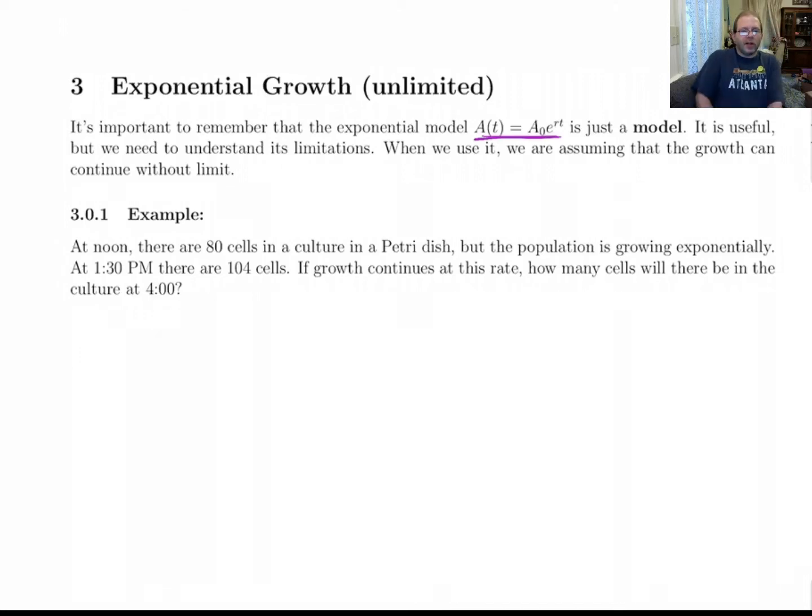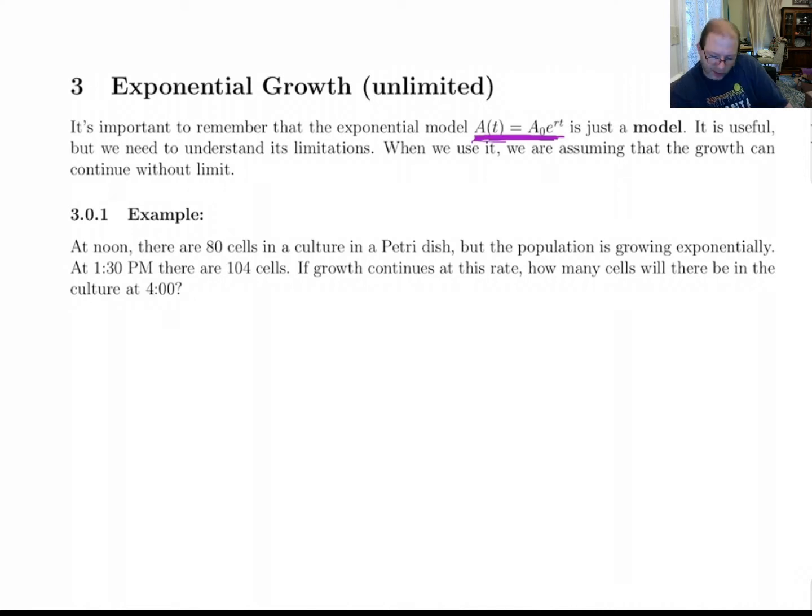All right, let's talk about exponential growth. Now, when we use exponential growth, we use this model, and r is going to be some positive number. It's important, though, that we keep in mind this is just a model of growth, and it's a very good model to use, but we need to understand its limitations, and we'll talk more about that later.